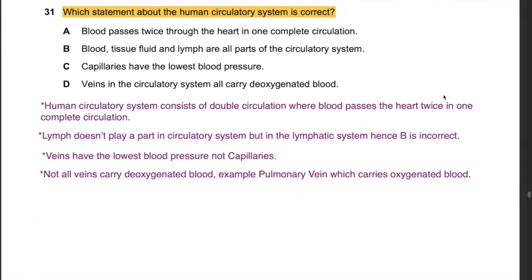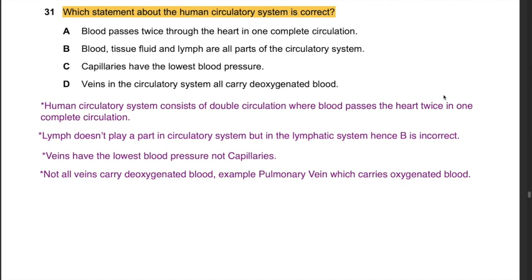Question 31. Which statement about the human circulatory system is correct? A. Blood passes twice through the heart in one complete circulation. That is a correct statement. So let's keep this statement aside and consider the other statements. B. Blood, tissue fluid and lymph are all parts of the circulatory system. Lymph doesn't play a part in the circulatory system. It plays a part in the lymphatic system. Hence B is incorrect. C. Capillaries have the lowest blood pressure. That is incorrect. Veins have the lowest blood pressure, not the capillaries. Therefore statement C is also incorrect.